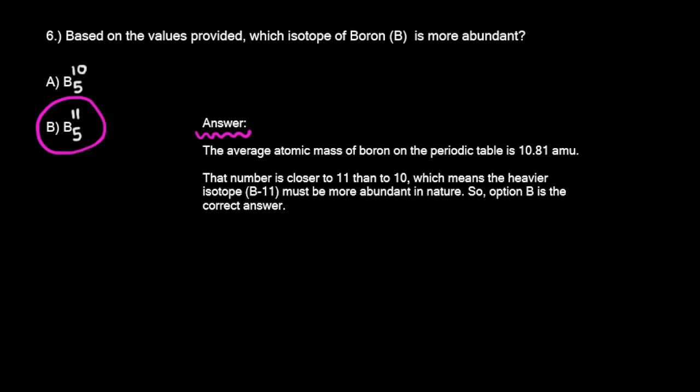The average atomic mass of boron, as presented on the periodic table, is 10.81. This is the weighted average mass of the two naturally occurring isotopes of boron. This number is closer to 11. So boron 11 contributes more to the average atomic mass. So it is the more abundant isotope out of the two options. And option B is the correct choice.